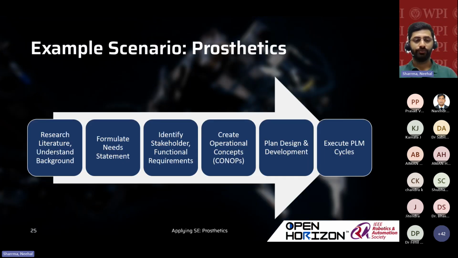Right, so this is just another reformulation of the whole process, just with different nomenclature. What I would do is research the existing literature, see how current things are being done, understand the background that I want to target, formulate a need statement, identify your stakeholder and functional requirements, create an operational concept for this, plan your design and development of the system, and then you go through the systems engineering process again and again.